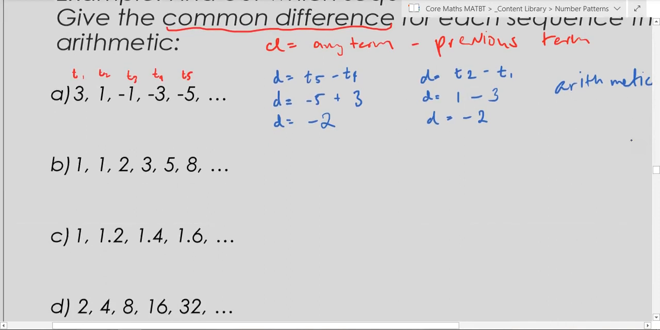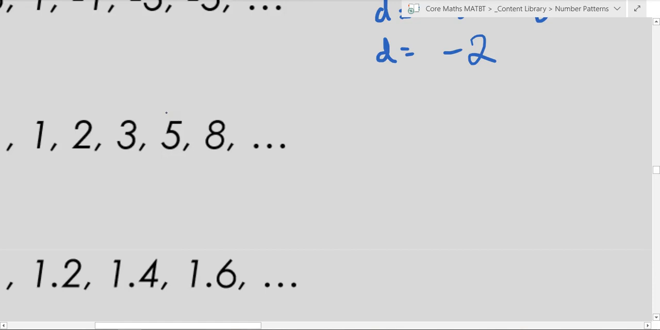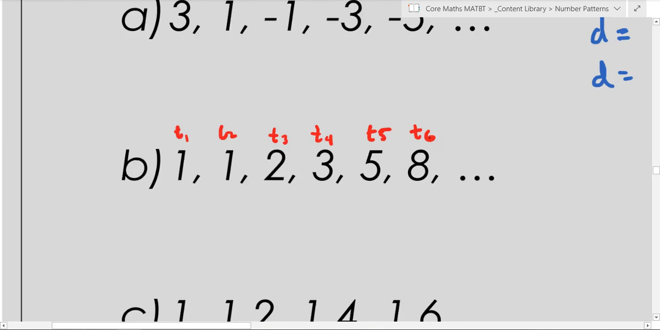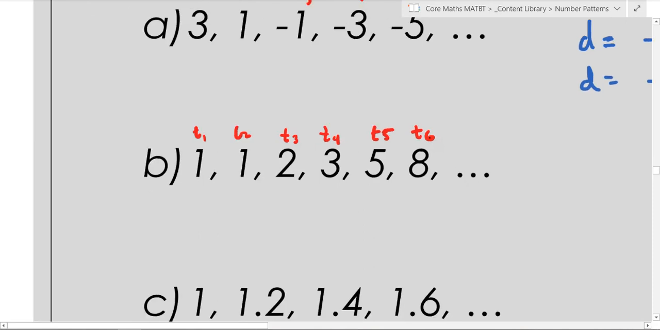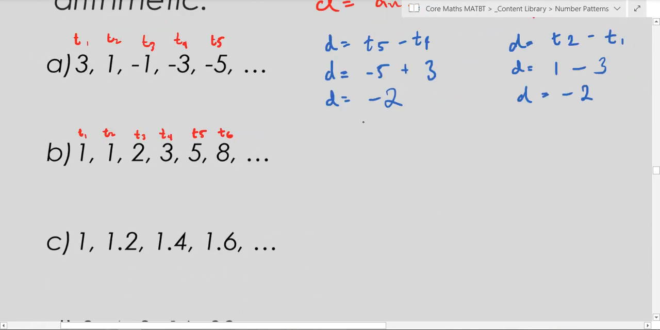Okay, next one. Let's try this. Okay, so again, label the terms. Alright, so you've got T1, T2, T3, T4, T5, and T6. Alright, so for this sequence, let's again use the common difference formula. Let's use another color. So D equals, let's go T6 minus T5. So that would be 8 take away 5, which gives you a common difference of 3.